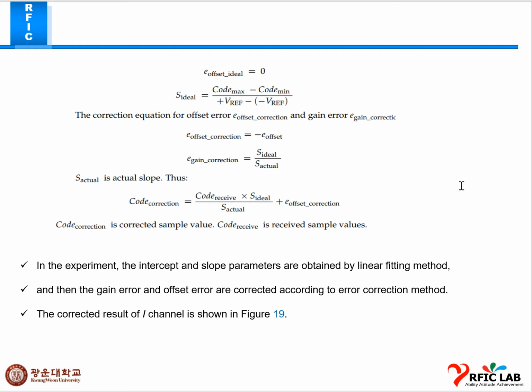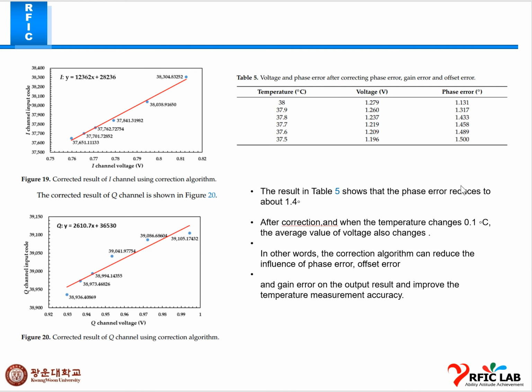In this experiment, the intercept and slope parameters are obtained by the linear fitting method, and the gain error and offset error are corrected according to the error correction method. The corrected result of the I channel is shown in this figure. This is the correction algorithm and the corrected result of the I channel. The second figure shows the corrected result of the Q channel using the correction algorithm.